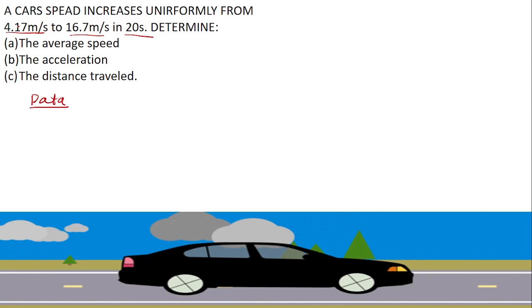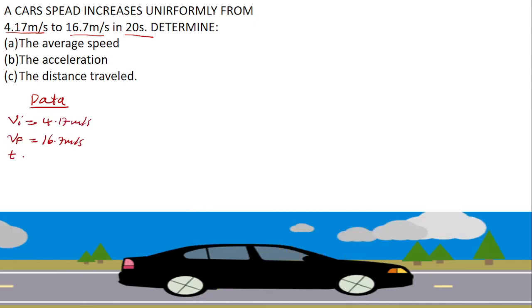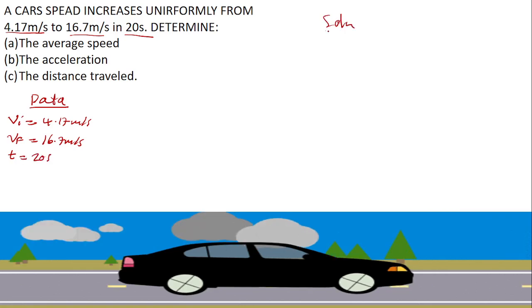4.17 meters per second. Then the final velocity, which we have been given, is simply 16.7 meters per second. Then the time is simply 20 seconds. Okay. So with this information, you can easily work out the questions which we have been asked. The first question is find the average velocity. So I'm going to say A.